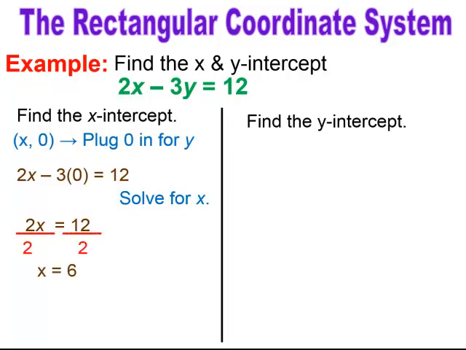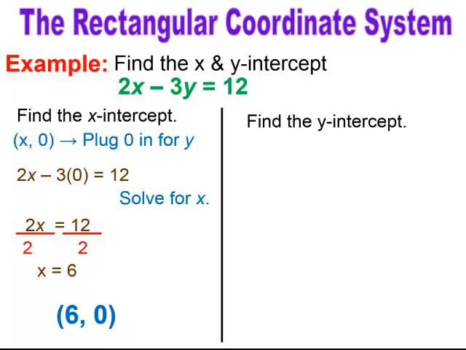Now be very careful, because you can't leave your answer as x equals 6. You have to write it as an ordered pair, because when we're talking about intercepts, they are points that will be plotted. In this case, because it's the x-intercept, it will be plotted on the x-axis. So it's very important that you write your answer as an ordered pair.